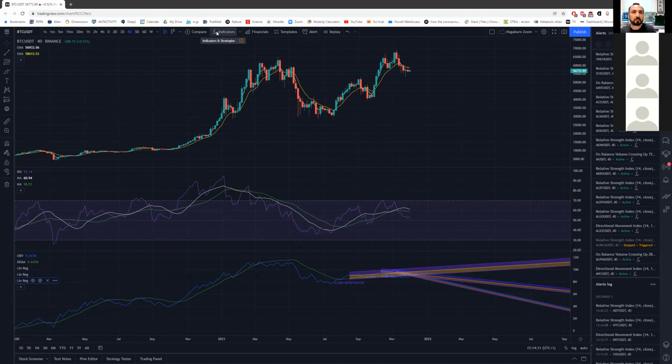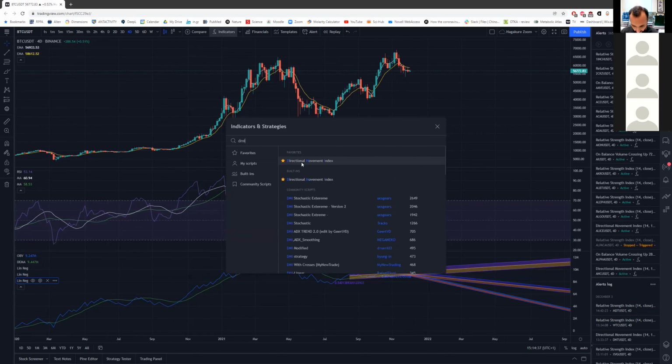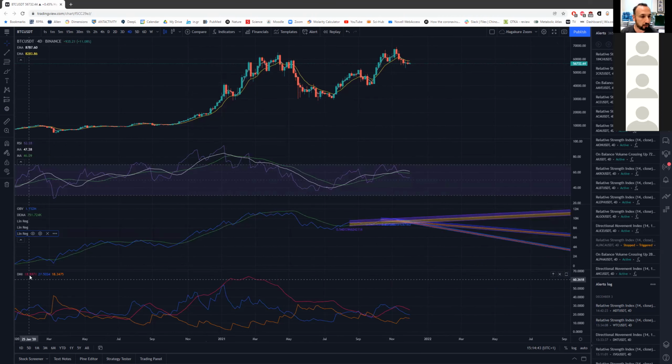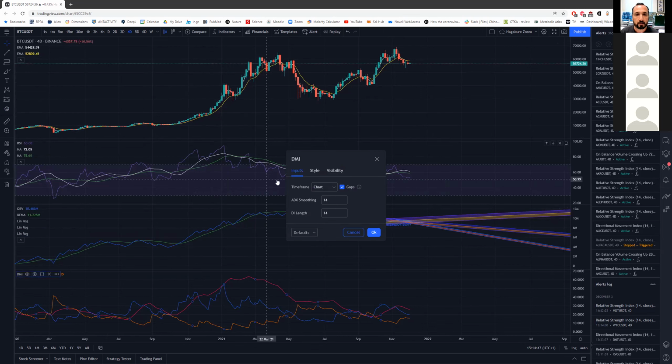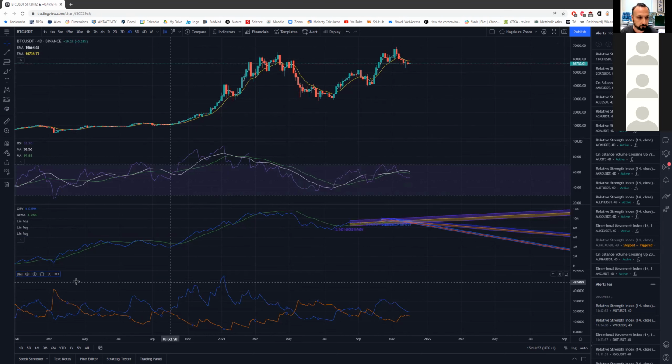Then you go to the indicators and you look for the DMI, directional movement index. You add this. Here is your DMI. In the DMI, you do not need the red line. So you go here and in the style, you just click out the ADX because you need just the DI plus and the minus DI. I will explain what is what, okay?